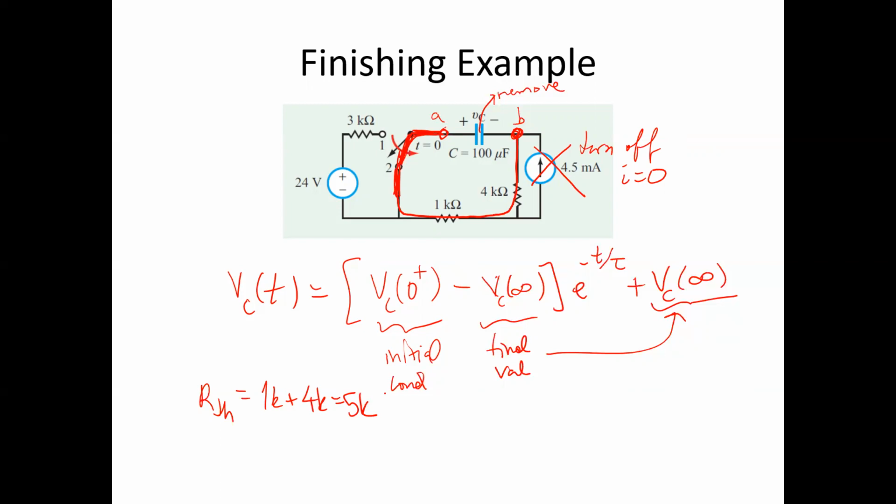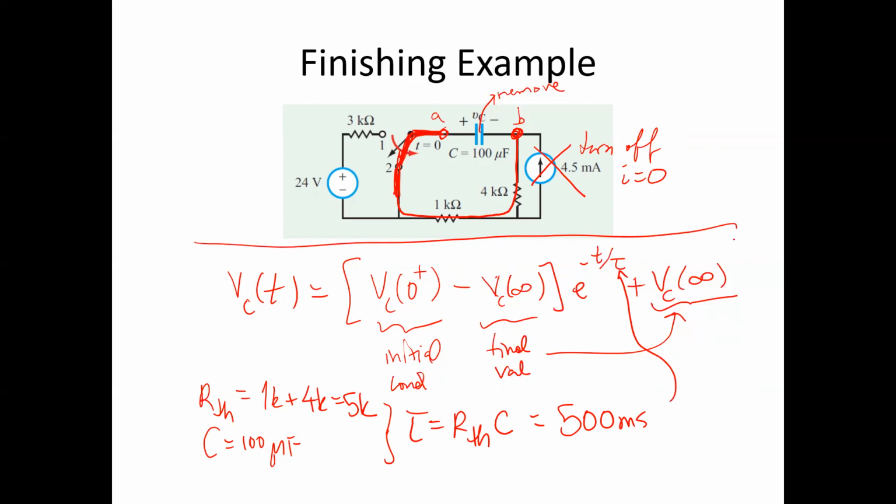We know the value of our capacitor. C is equal to 100 microfarad. So let's multiply the two, because we know that tau is equal to R Thevenin times C. And if you multiply it, you'll get 500 milliseconds, I think? Okay, which then you can substitute into the equation here. And now this gives you the exact equation for how the voltage will behave for t greater than or equal to 0. And so now the differential equation gives us the exact mathematical format.